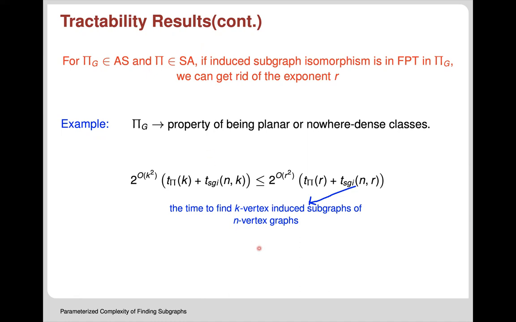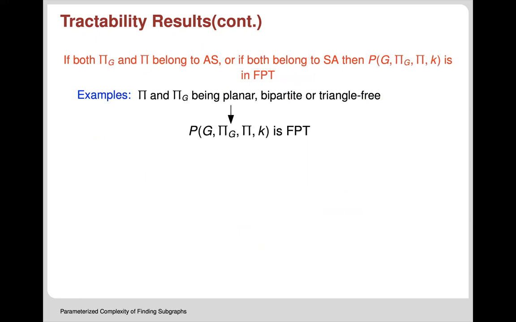Okay, so now we go to the next case, where both my pi g and pi belong to AS. That means they include all the cliques but exclude some of the independent sets. Or the similar case when they both belong to SA, and then this problem is in FPT. Some examples of known graph classes which are covered by this theorem are when your pi and pi g are both planar or bipartite or triangle free, then this problem is FPT.